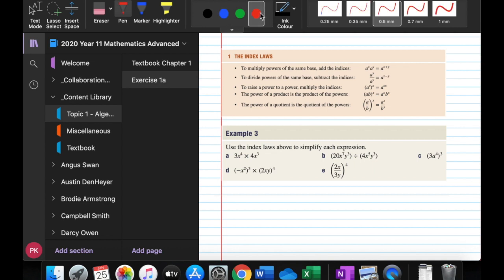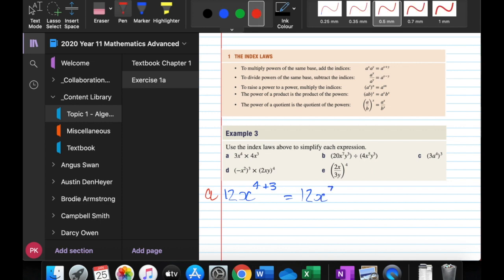So let's have a look at example A. I like blue. 3x to the 4 times 4x cubed. Well, let's deal with the numbers first. 3 times 4. Those are the big numbers out the front, by the way, not the powers. I wish they hadn't chosen the same numbers for the powers. 3 times 4, you guessed it, it's 12. And then we've got x, and the x to the 4 is multiplied by x to the 3. So we've got 4 plus 3, and that gives us 12x to the 7.